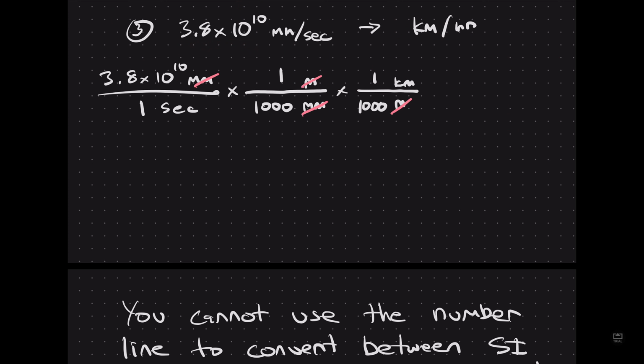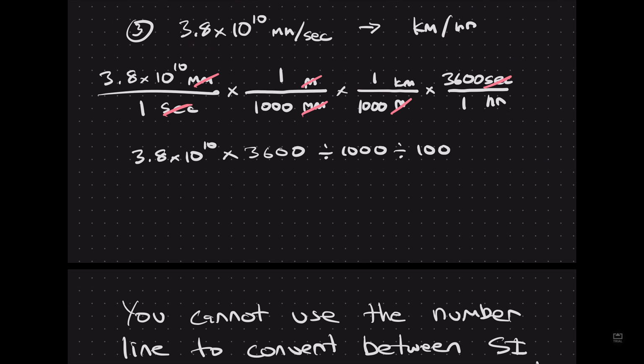We're trying to get from seconds to hours, and as we did earlier, we remember that because I have seconds on the bottom, it now needs to go on the top. We're trying to get to hours. That's going to cancel my seconds. And what do I know? I know that 1 hour is 3,600 seconds. So basically, to multiply this out, I want to go 3.8 times 10 to the 10 times the 3,600 on the top, and divided by 1,000 divided by 1,000, and that will give us our final answer.